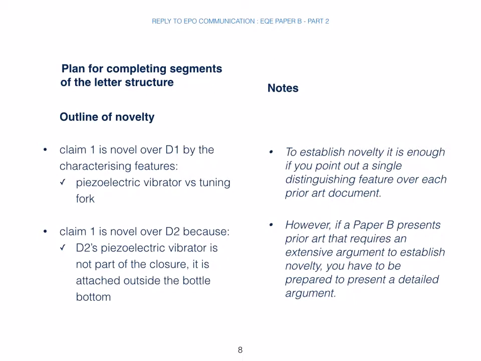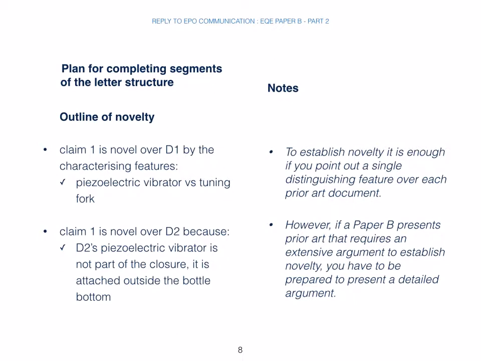Note that to establish novelty, it is enough if you point out a single distinguishing feature over each prior art document. However, if a paper B presents prior art that requires an extensive argument to establish novelty, you have to be prepared to present a detailed argument. So novelty is usually not difficult, as in the present case, and if so, it carries only low credit. If novelty is more complicated, it will attract a longer argument and more credit.